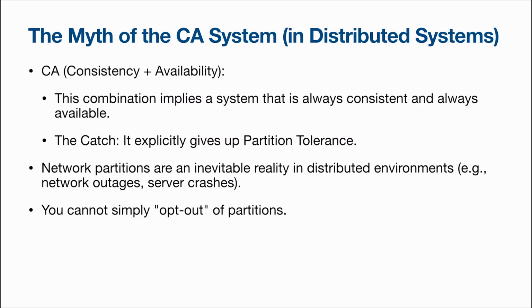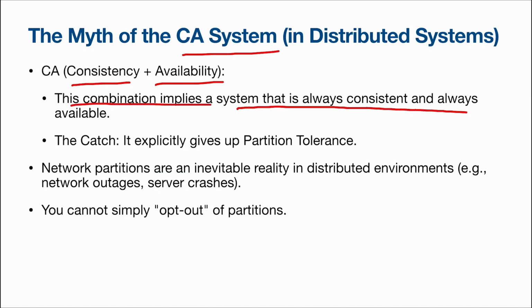So let's quickly talk about why a CA system is not practical in case of a distributed system, at least in modern distributed systems. In case of CA, consistency and availability are prioritized. The combination implies a system that is always consistent and always available. But what is the catch? The catch is it gives up partition tolerance.